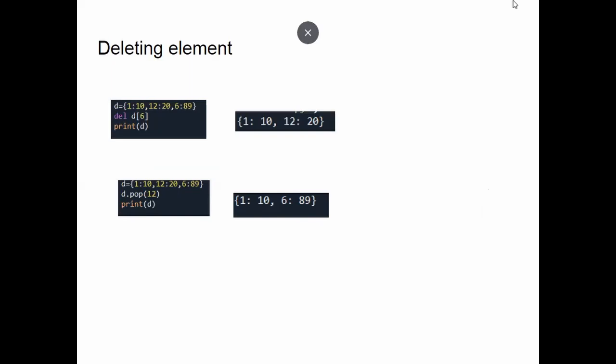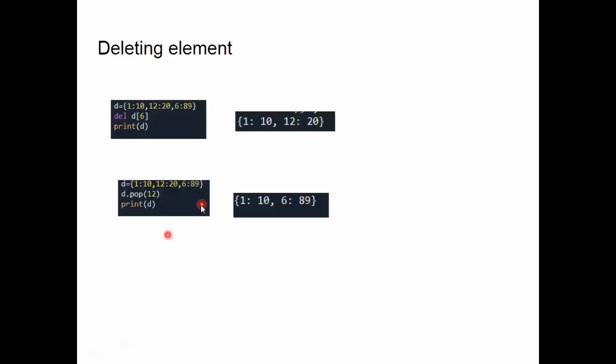The next function is deleting an element. The same function that we have used in set and tuple, D of 6, will delete by using the key number, or we can use the pop function also. So we are going to use D dot pop 12, so that the key-value pair of 12 will be deleted. So it is going to support all the inbuilt functions which are present in list, tuple, and set.